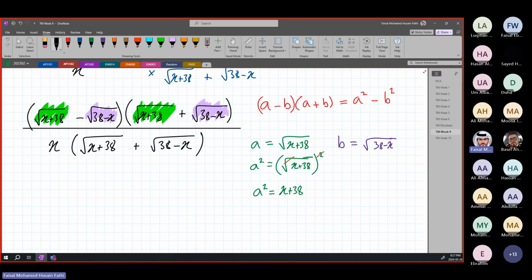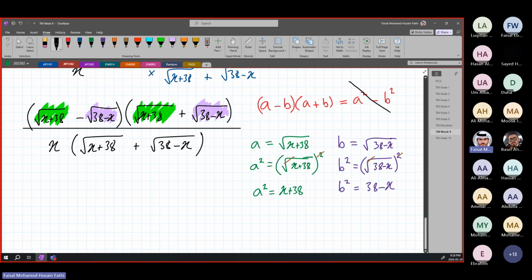At the bottom, for b, b squared is the square root of 38 minus x, squared. So b squared is going to be 38 minus x. Again, the square root cancels the square. And now we can plug it back in here as a squared minus b squared.